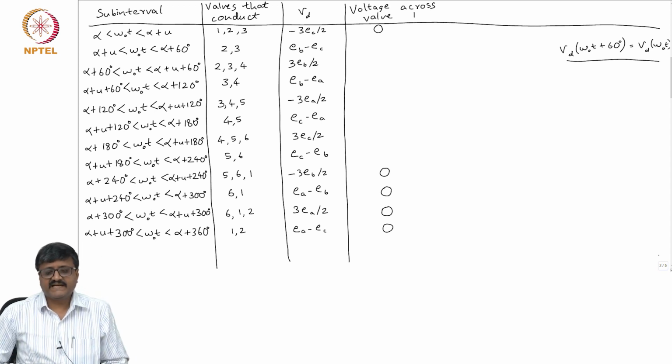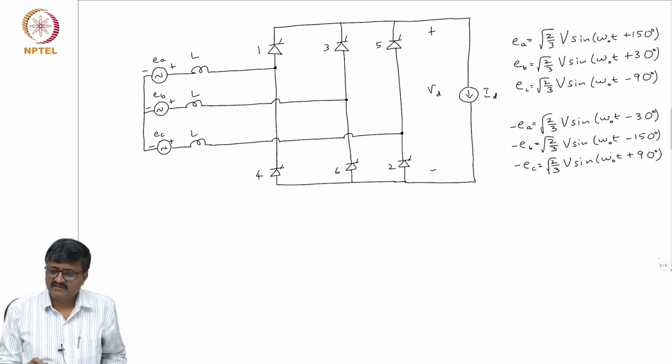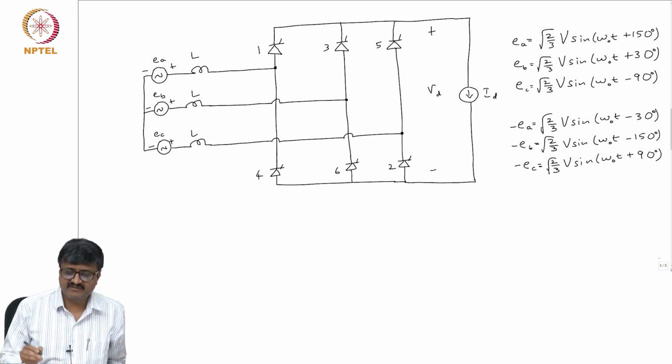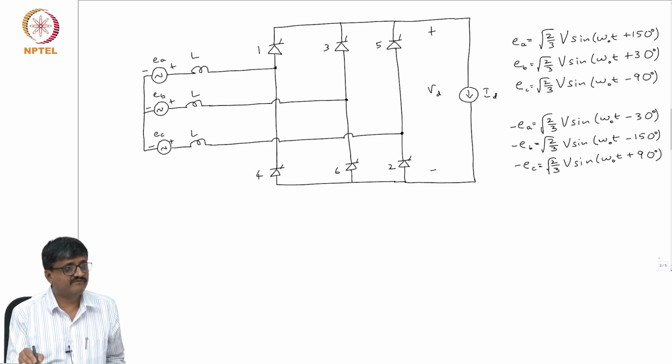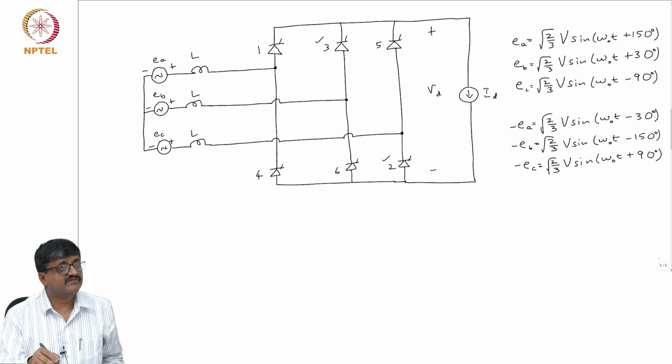Now, let us come to the second subinterval, alpha plus u to alpha plus 60 degrees, valves 2 and 3 are conducting. What is the expression for V? So, voltage across valve 1 is EA minus EB. There is no current through the inductance connected in series with EA. So, the positive terminal of EA is at the same potential as anode of valve 1, and the cathode of valve 1 is at the same potential as the positive terminal of EB, since 2 and 3 are conducting. So, the voltage across valve 1 is EA minus EB.